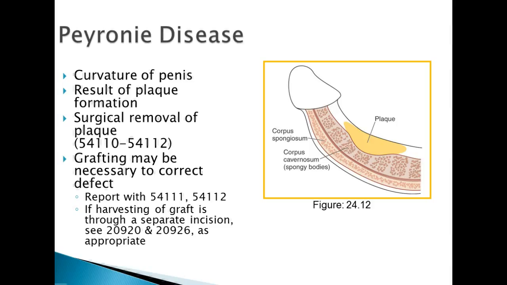Surgical correction of the curvature involves removal of the penile plaque, codes 54110 through 54112. Grafting of the defect may be necessary depending on the extent of the removal. Code 54110 reports the excision of penile plaque when no grafting is required, and 54111 or 54112 report the excision when grafting is required.